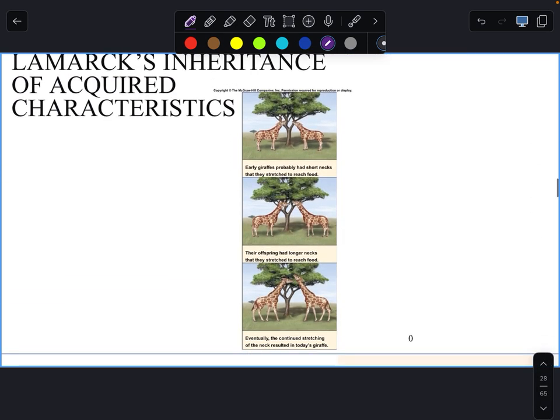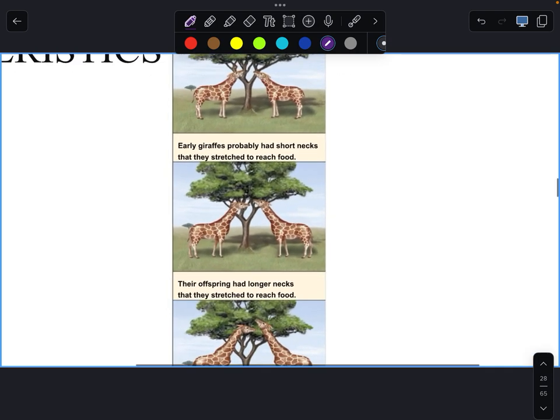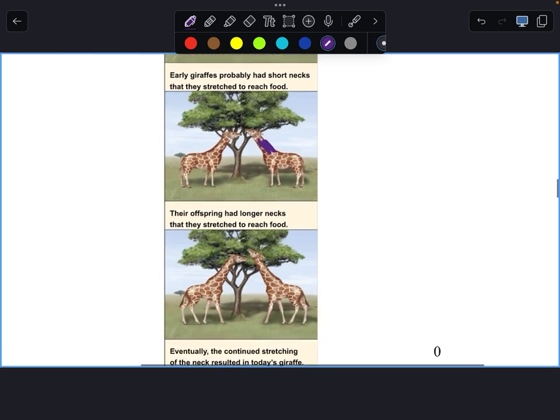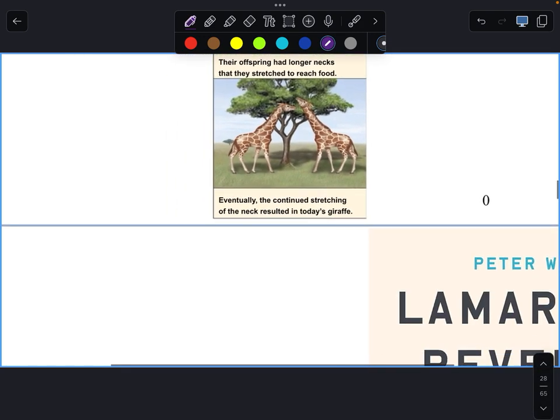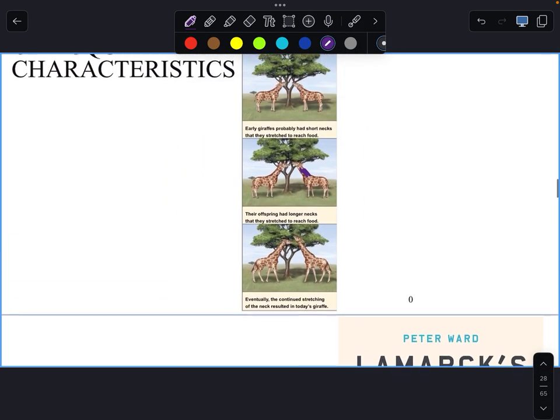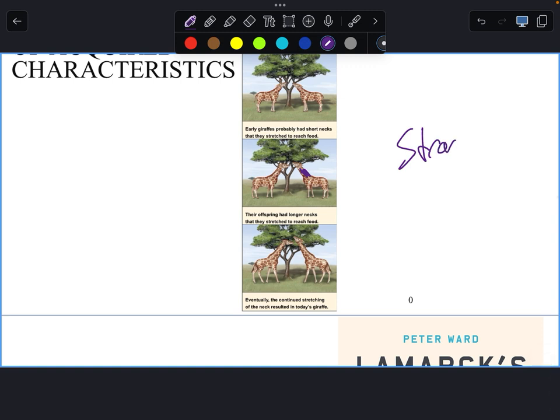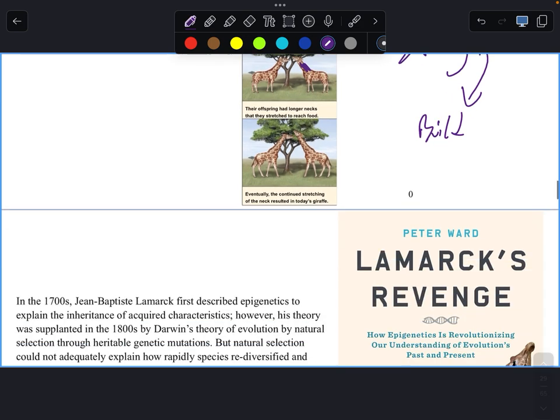So here's Lamarck, right? And so early giraffes had short necks. Lamarck proposed that if you stretched your necks and elongated those muscles, right, you pass those traits on to your kids. So you're like, well, no, just because I'm strong, right, if I build a lot of muscle, that doesn't mean my kids will automatically build muscle, right? But, right, we talked about epigenetics.